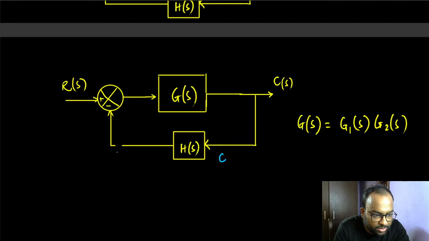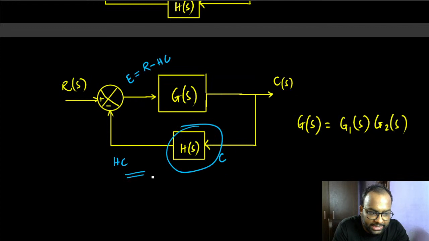That's H times C. The output is H times C. I'm not writing S anymore. So here E will be R minus HC. You see that C was the input here, so the output here is HC, and that's equal to B essentially. We call this B. So this was R minus B, so this is R minus HC, right?